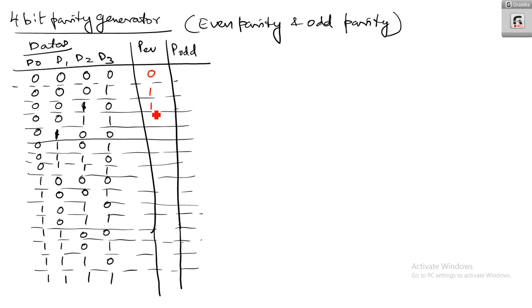Here again even, 1. Double 0, double 1. So 0, you need an even number of ones. For 1, 0, 2 ones are there, so it is 0. Here there are 3 ones, so it is 1. For 1, 1, 0, 2 ones are there, so it is 0. 3 ones, so you get 1. 2 ones, so it is 0. 3 ones, you give a 1. 3 ones, you give a 1. 4 ones, you give 0. That is even parity. Now coming into odd parity bits.